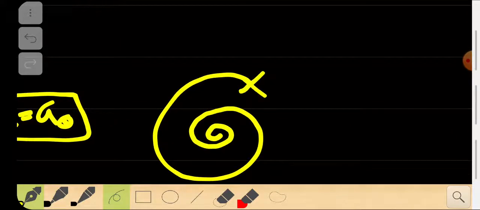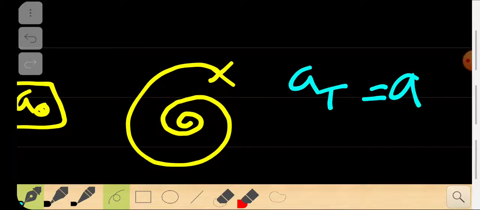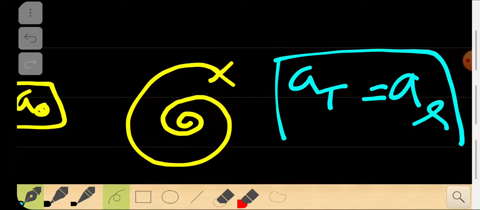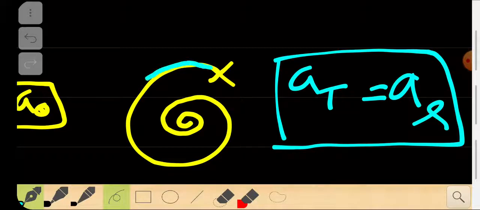In the beginning stage, the tangential and radial accelerations are both equal, only in the beginning stage. Afterwards, it's not going to be the same. Afterwards, this thing is going to get faster and faster, and the radial acceleration will pull it down.